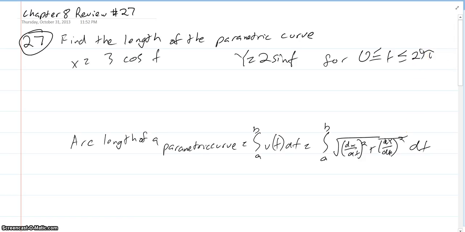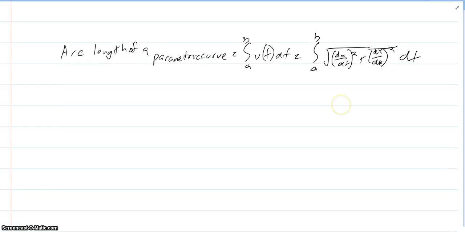So we're going to use this equation right here, and for that we don't need x and y, but we need dx/dt and dy/dt. So I'm going to get those real quick. Alright, so I just calculated that out. Pretty simple derivatives. So dx/dt is negative 3 sine t, and dy/dt is 2 cosine t. So now we're just going to plug all this into this equation here.